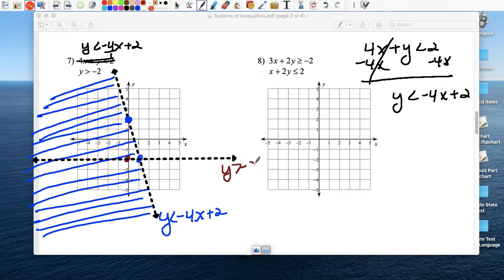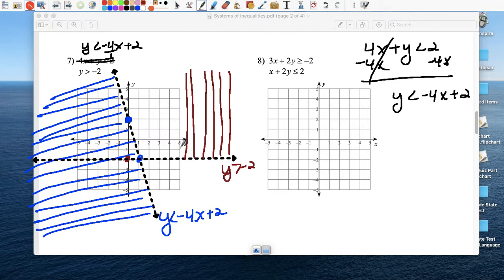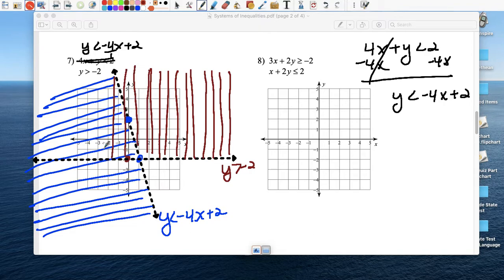Y greater than -2. So where is y greater? Where are the points where y is greater than -2? Is that above the line or below the line? Well, greater than -2 has to be above the line. So all these make the second inequality true. But the area where the blue and the red intersect makes both inequalities true.